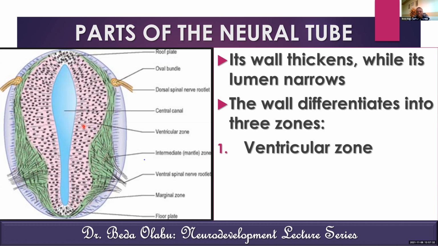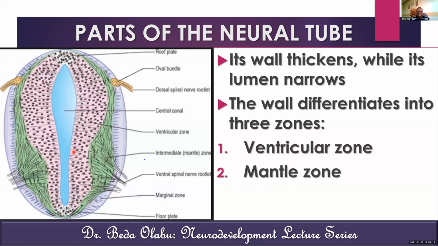After development has proceeded and all the cells have migrated to where they're supposed to migrate, remember the phase of neuronal proliferation and migration, some cells will remain here. The cells that remain in that lining will become the ependymal lining of the ventricular system, or the central canal if you're talking about the spinal cord itself. In the brain, the ependymal lining of the brain.